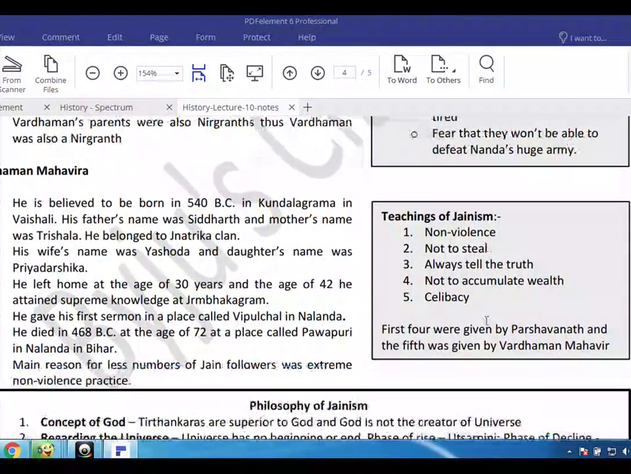Teachings of Jainism. 1. Non-violence. 2. Not to steal. 3. Always tell the truth. 4. Not to accumulate wealth. 5. Celibacy. The first 4 were given by Parshvanath and the 5th was given by Vardhaman Mahavira.